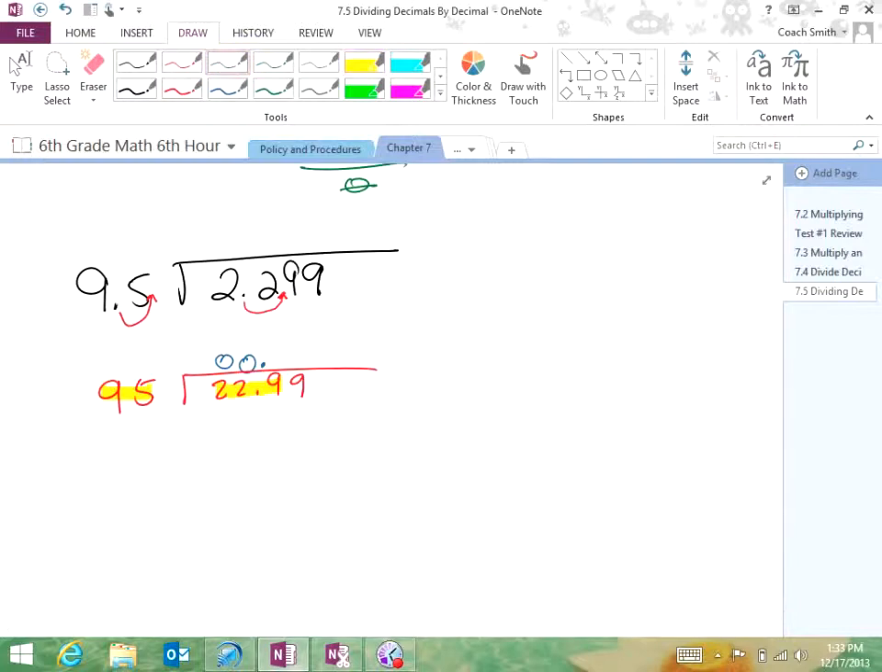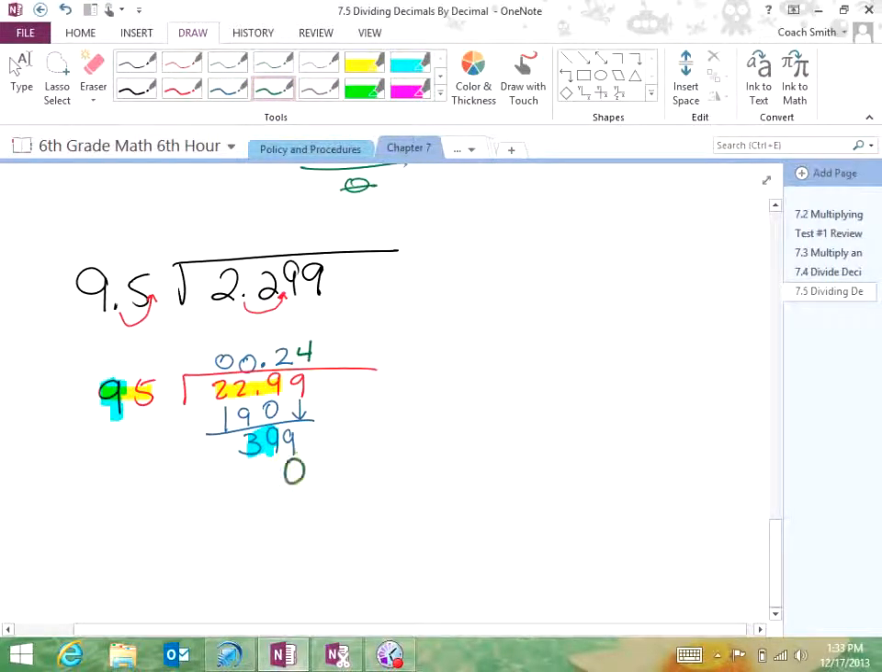It goes twice. That would be 190. Okay? So, that gives me a remainder of 39. Bring down the 9. Okay? 95 into 39. Well, you look at 9 and 39. How many times does 9 go into 39? 4. So that's going to be our estimate, 4.